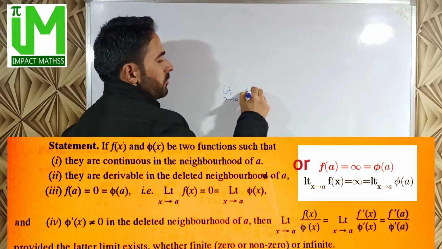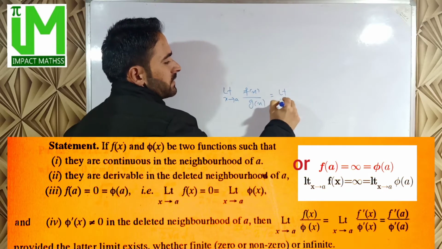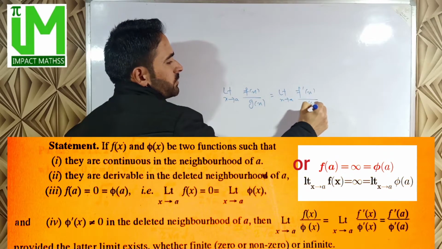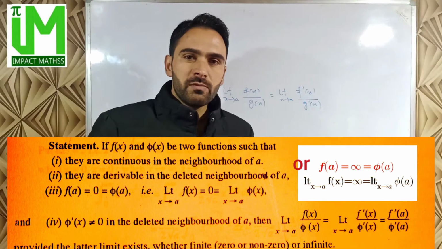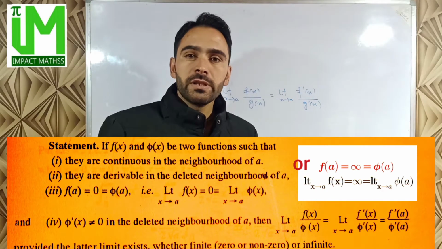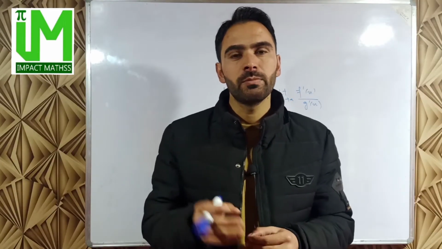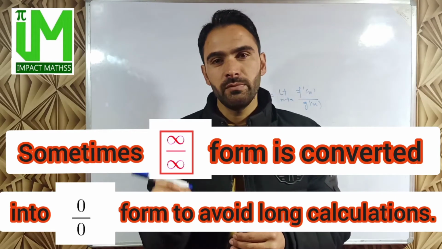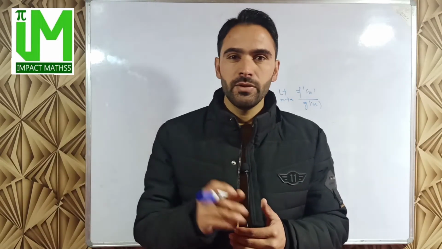limit x approaches a of f(x) divided by g(x) equals limit x approaches a of f prime of x divided by g prime of x, or we can say derivative of the numerator divided by derivative of the denominator, as we have already seen in the previous video. Also note that in most of the forms of the type infinity by infinity, we often convert the infinity by infinity form into 0 by 0 form by some suitable manipulations to avoid long and tedious calculations.